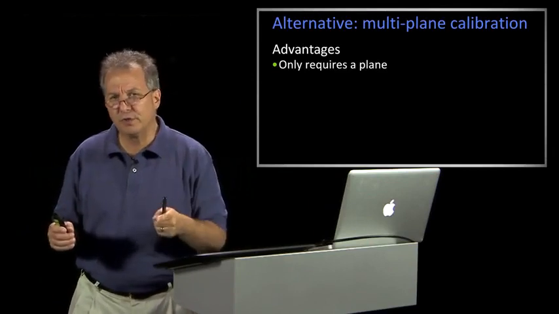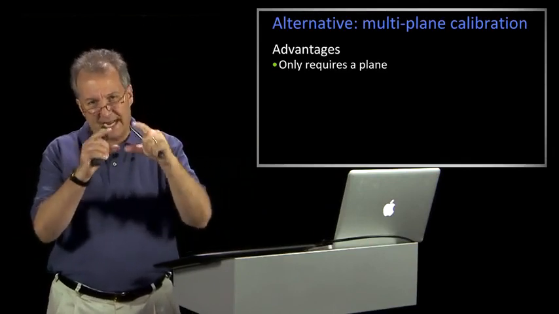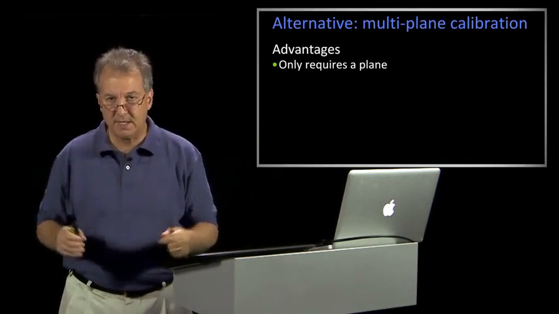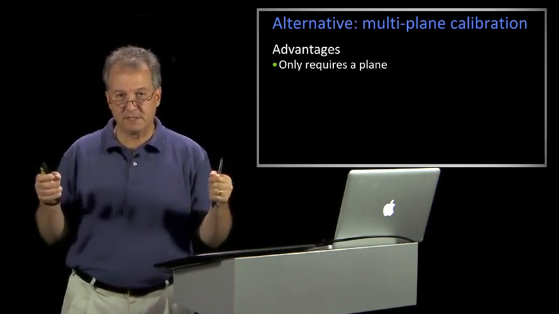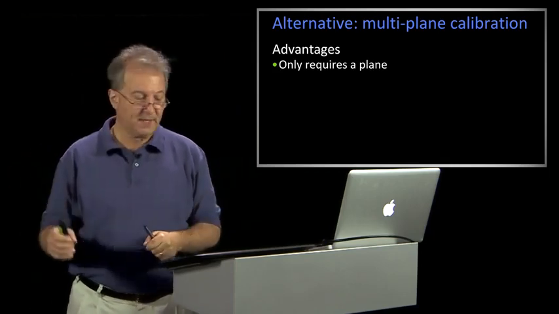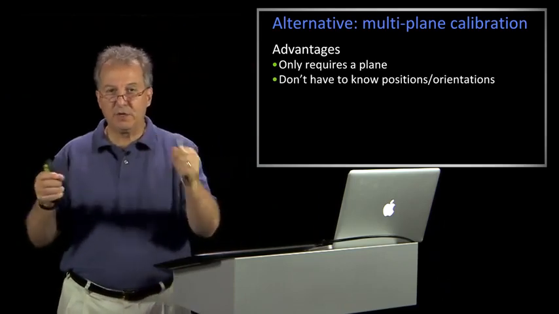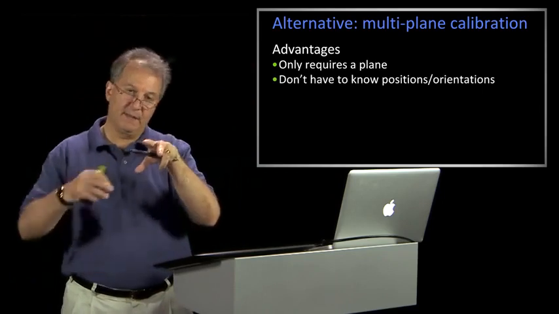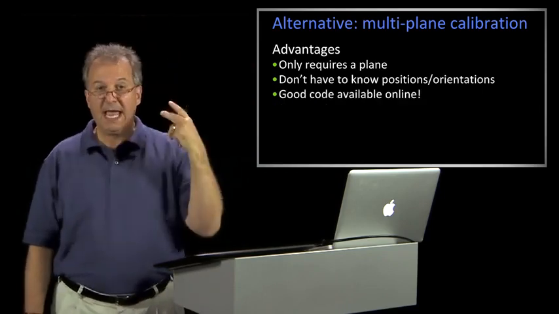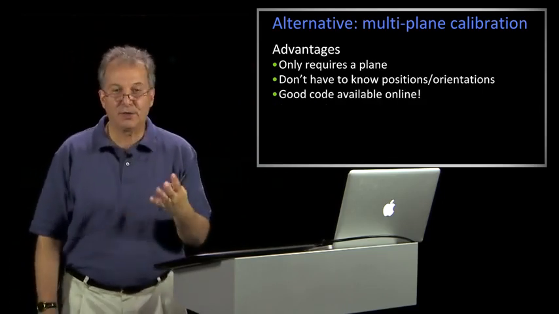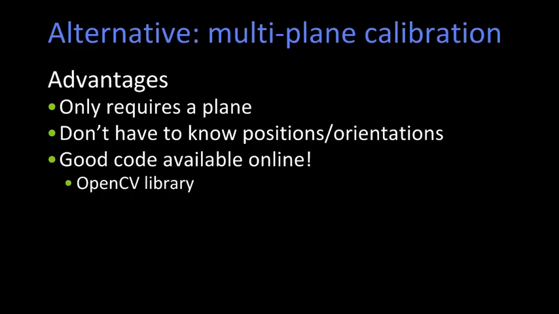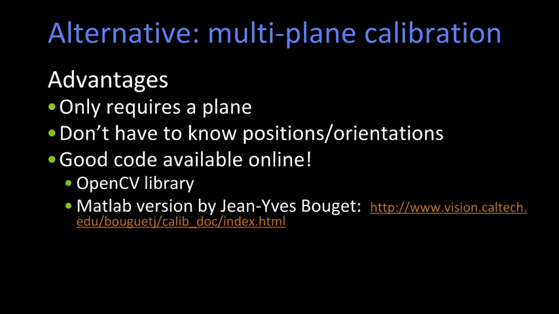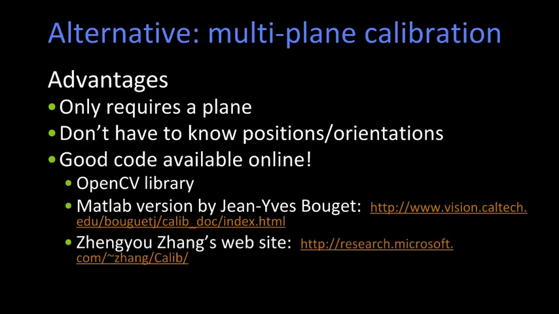You've got to make sure your printer doesn't screw things up. You've got to make sure that it actually comes out that squares are squares. You mount it on something that's a nice piece of rigid cardboard or foam core, and you don't have to know the positions and orientations in order to get the intrinsics of the camera, and then later you can get the extrinsics as well. And why does everybody use this? Because the code is easily available online. OpenCV supports this directly. We list here a MATLAB version of it. If you go to Zhengyou Zhang's website, he's like Dr. Calibration. He did spectacular work for us in calibration.